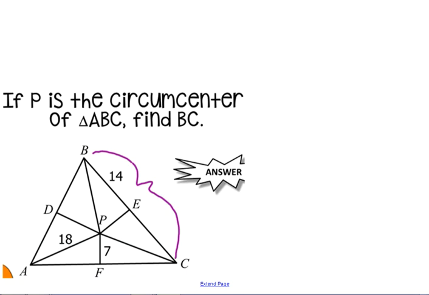A bisector cuts something in half. Well, we're not talking about angle bisectors here. Perpendicular bisectors cut that side in half. So if BE is 14, then EC is 14. So BC is 28. Okay, BC is 28.